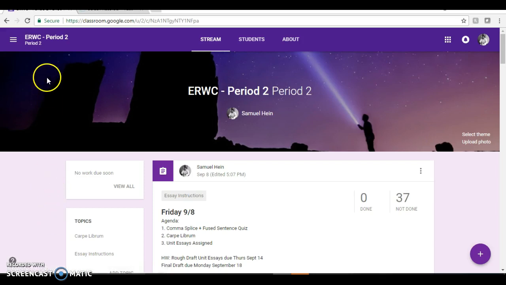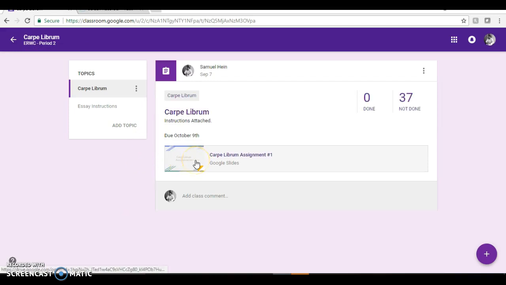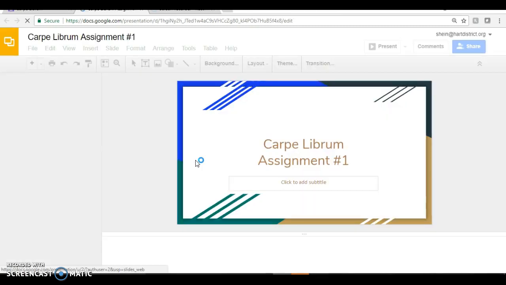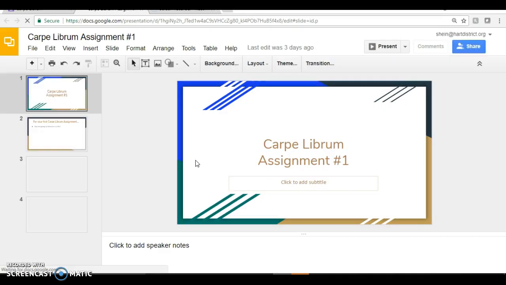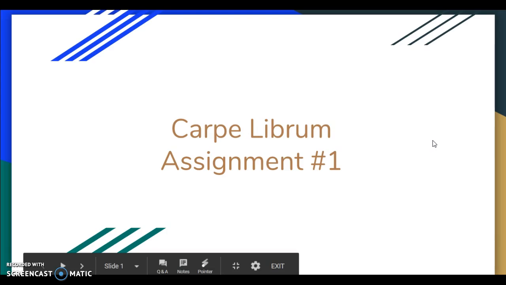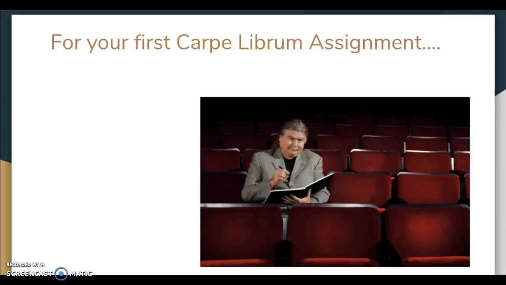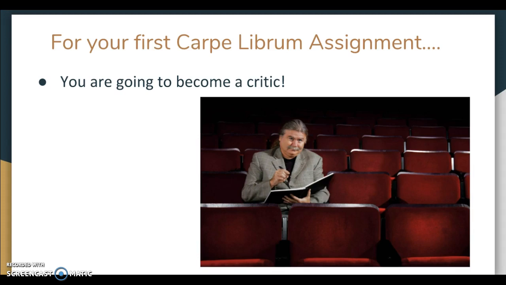So, from any period's Google Classroom page, if you look at the left here under topics, you can go to Carpe Librum, and you see that I have attached the instructions here for you, so we can access them that way. What I'm having you do with this Carpe Librum assignment is you guys are playing the role of book critic. You have read a book, I watch you do it every single day, and I am forcing you to have an opinion on it. I know I'm a monster. I apologize. Okay? So, for your first Carpe Librum assignment, you are going to become a critic.